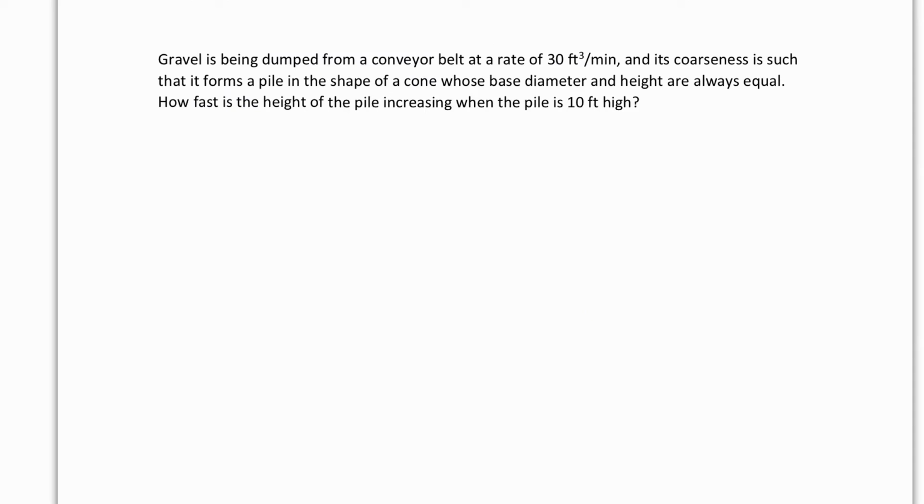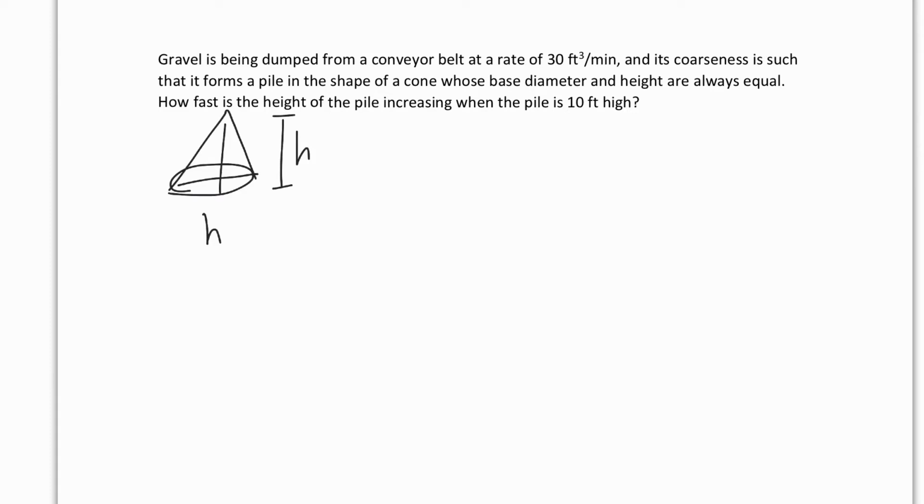Gravel is being dumped from a conveyor belt at a rate of 30 feet cubed per minute. And its coarseness is such that it forms a pile in the shape of a cone whose base diameter and height are always equal. How fast is the height of the pile increasing when the pile is 10 feet high? So here we go. Got our cone. And we know that the height and the diameter are the same. So we can give that h, and we can give that h. Don't go adding extra variables if you know they're both the same.